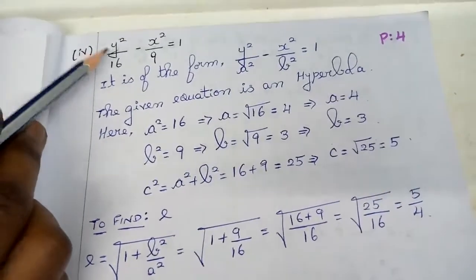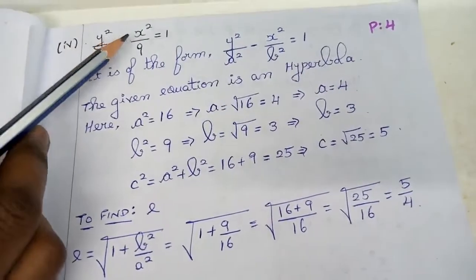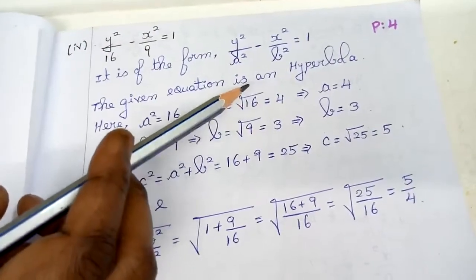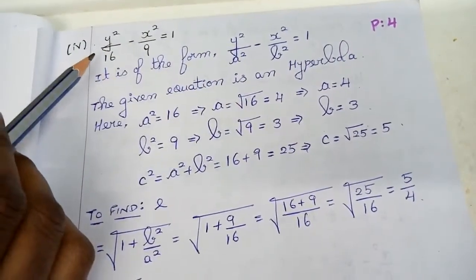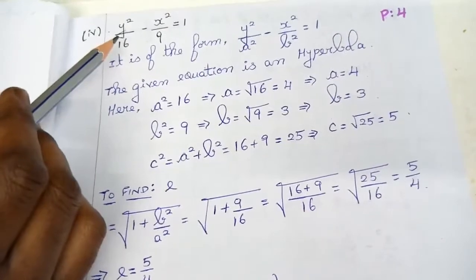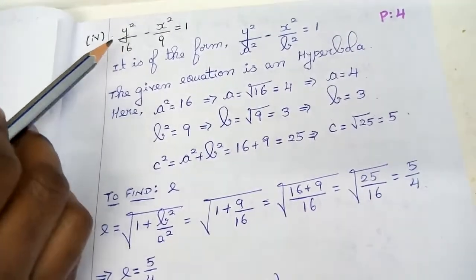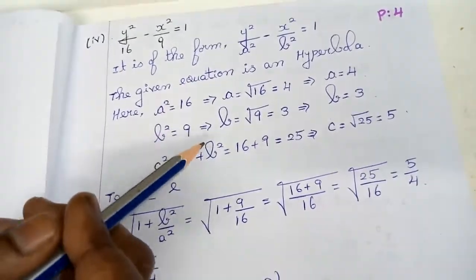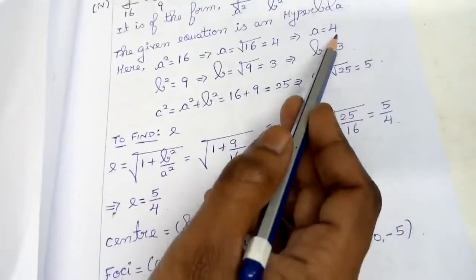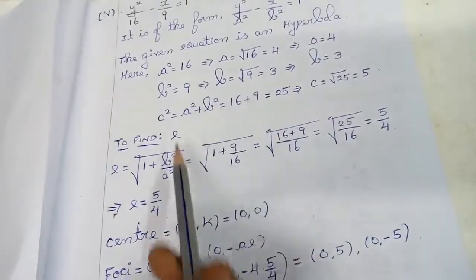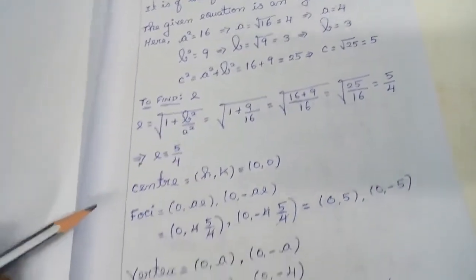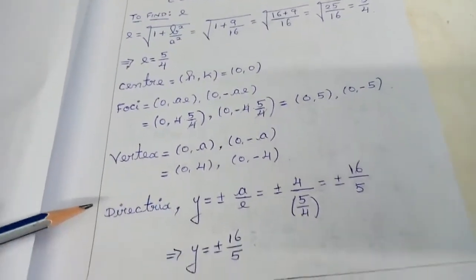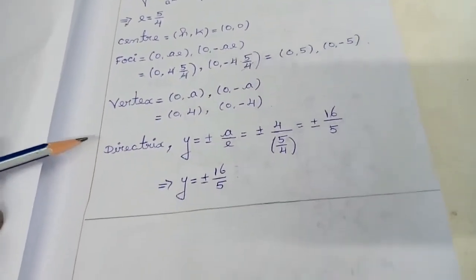Fourth question, y square by 16 minus x square by 9 equal to 1. It is going to be hyperbola concept. Be clear, the equations you have to compare and see for ellipse and hyperbola. So in this case, a square is going to be 16, b square is going to be 9, students. Calculate a equal to 4, b equal to 3. Calculate for c and e, find the values. Same way you are going to find center, focus, vertex, directrix. So after finding, you will be getting the required answer.